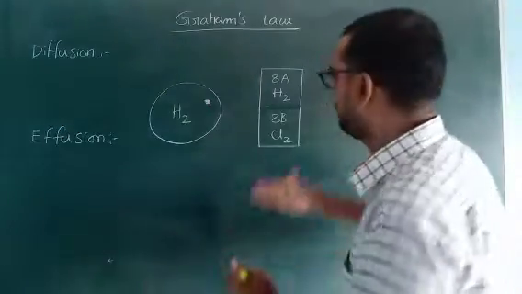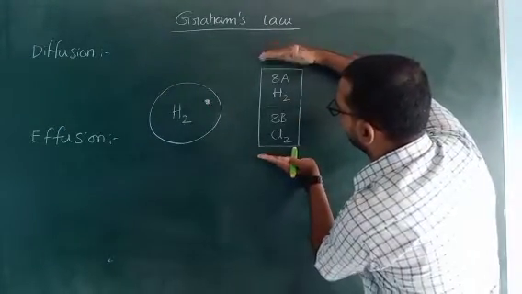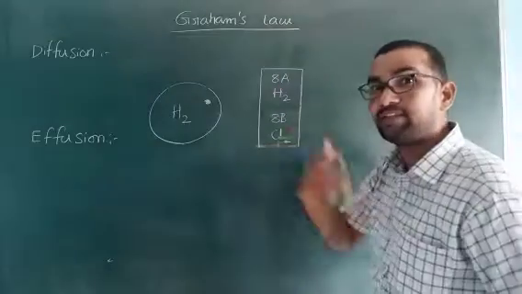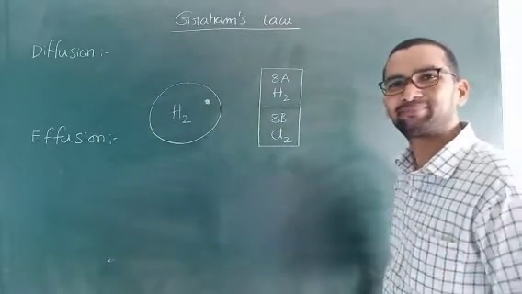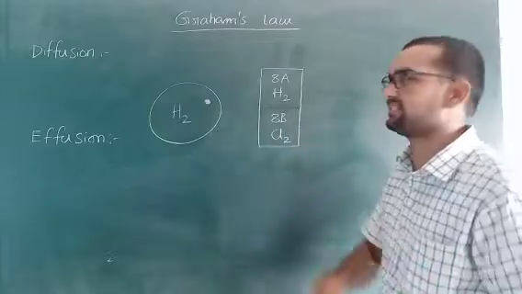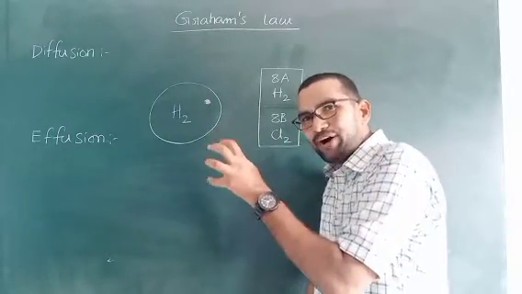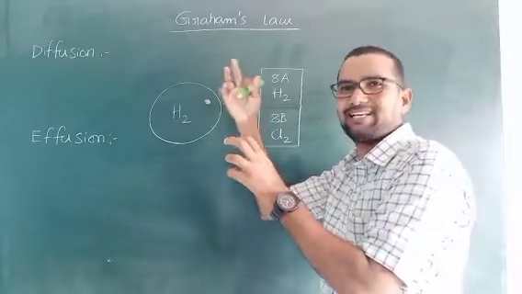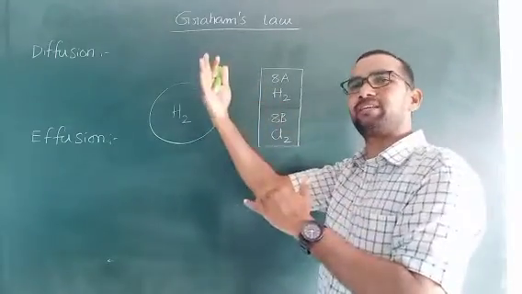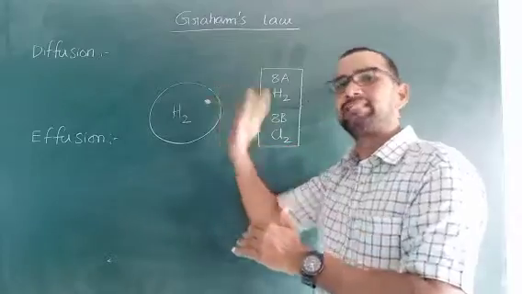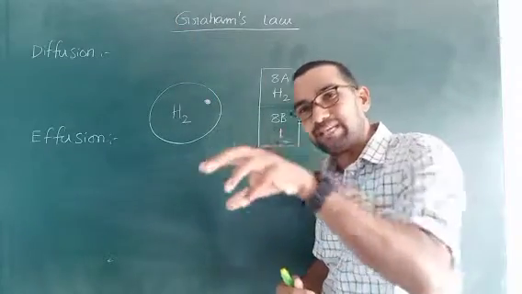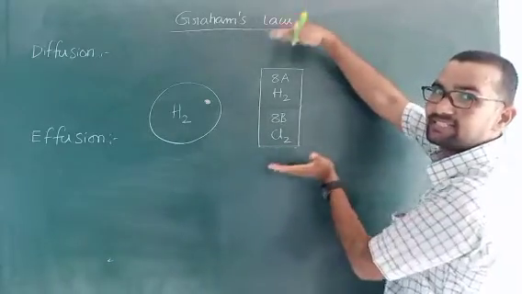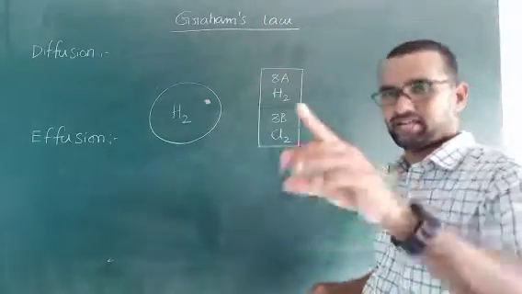Because once you apply pressure on both A and B, what happens? The diffusion increases, meaning the mixing increases. When you apply pressure on the balloon, the diffusion process also increases. The effusion process increases, meaning the escaping speed increases. That speed is nothing but rate. The mixing speed increases. The speed is nothing but rate.